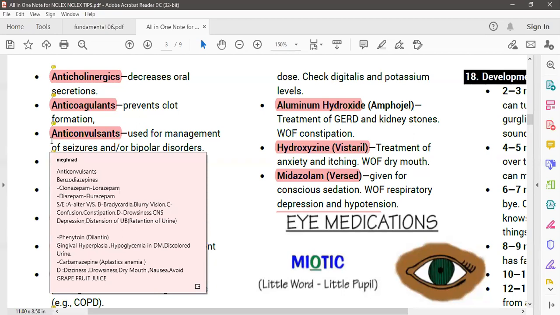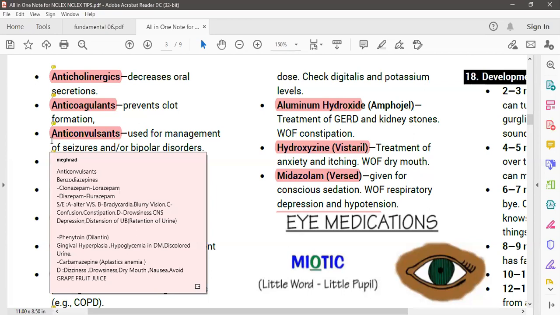The carbamazepine side effect, they can cause dizziness, drowsiness, and dry mouth. So if you remember, side effect of carbamazepine is D. D stands for dizziness, drowsiness, dry mouth. But the major side effect, they can cause aplastic anemia. It is good you educate your patient, if your patient need to take carbamazepine, not to take the grapefruit juice.